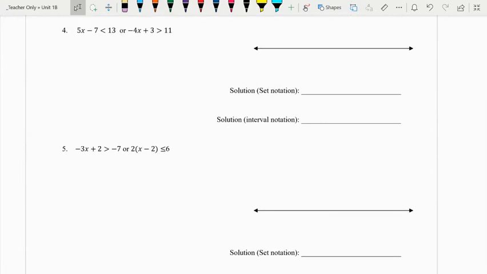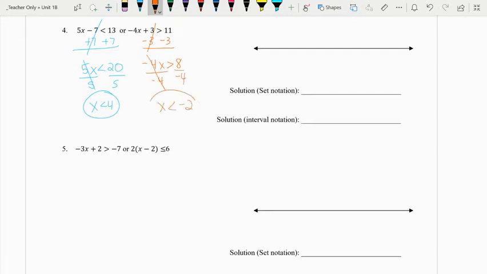Number 5, this is an OR problem, so we are looking for one, the other, or both. On the left, we're going to add 7, so 5x is less than 20. Then divide by 5, and x is less than 4. For the right equation, we're going to subtract 3, and -4x is greater than 8. Then we're going to divide by -4, which flips your inequality, and x is less than -2.